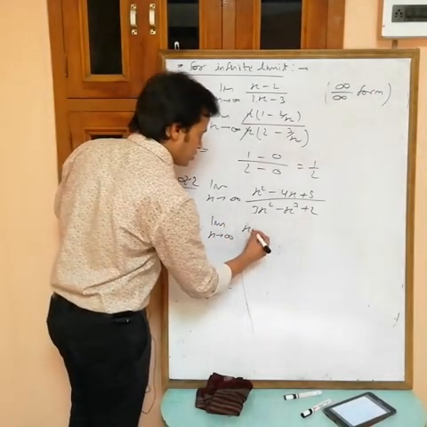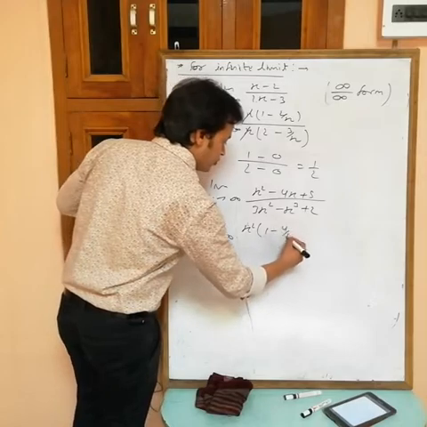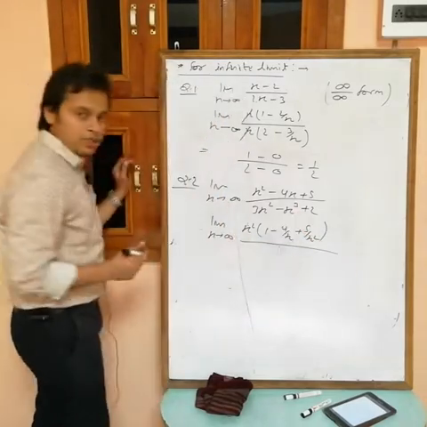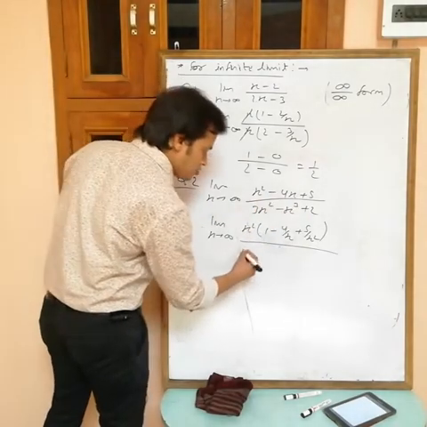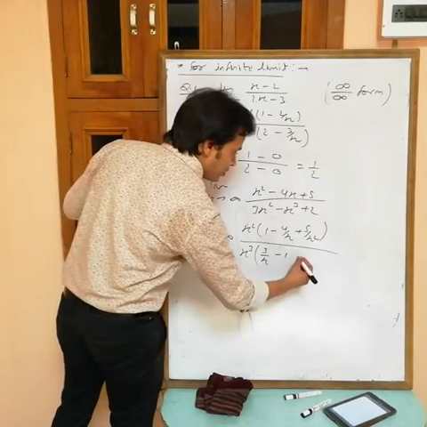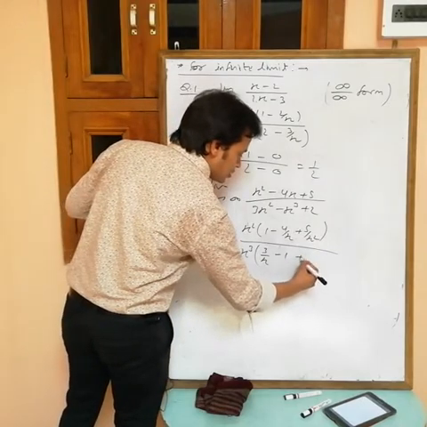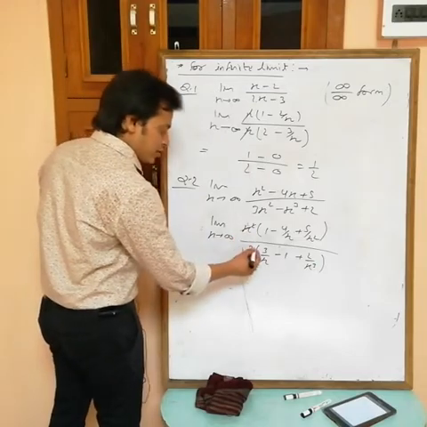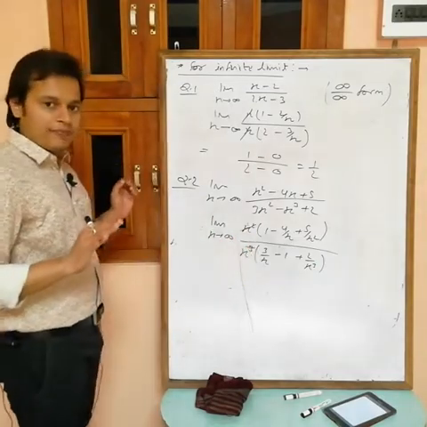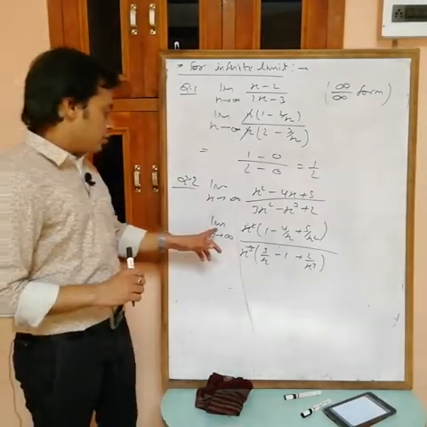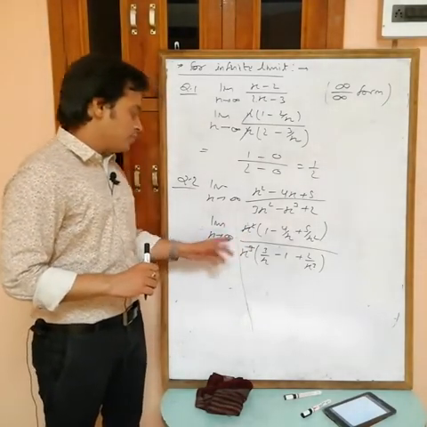If you take common x square, then 1 minus 4 by x plus 5 by x square. Here I can take common x cube because the highest power of x is x cube. If you take common x cube, then 3 by x minus 1 plus 2 by x cube. Now x square and x cube, the x square cancels. Now put x equals to infinity.